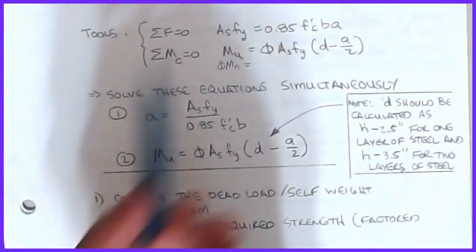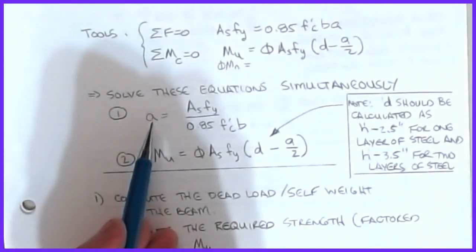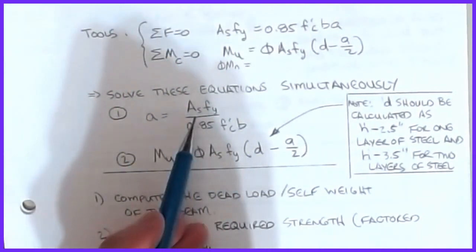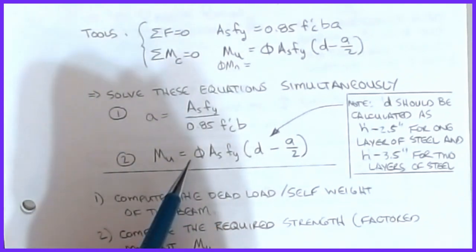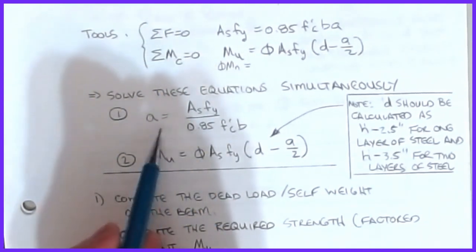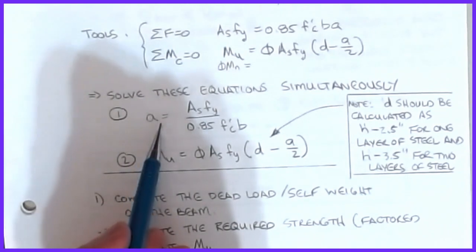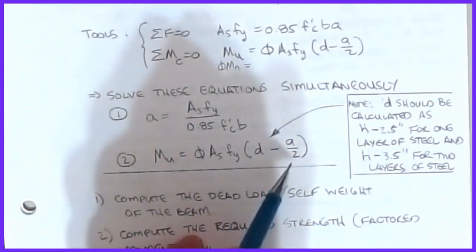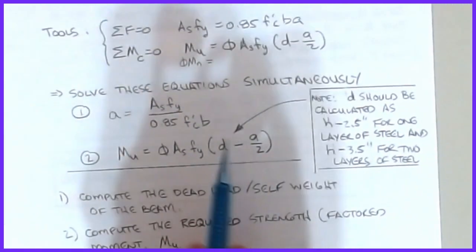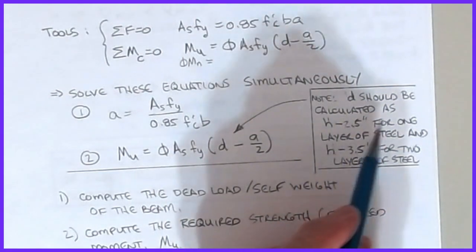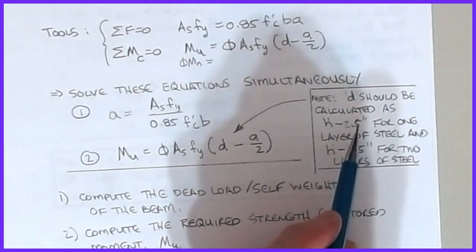If I know Mu, then I can solve for As to pull out what my As value is. And so that's all we're going to do. So a is this expression, Mu is this one. But we should point out that d should be calculated generally as h minus 2.5 inches.